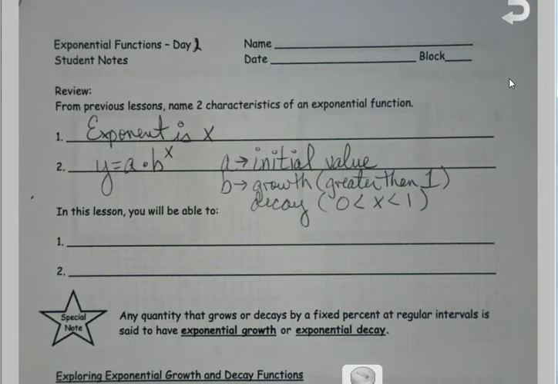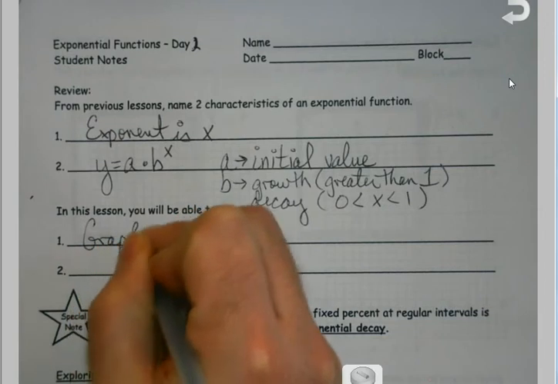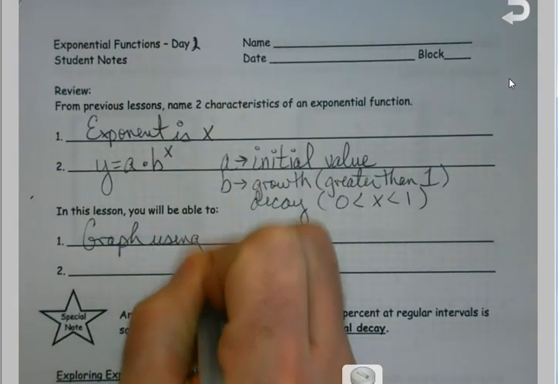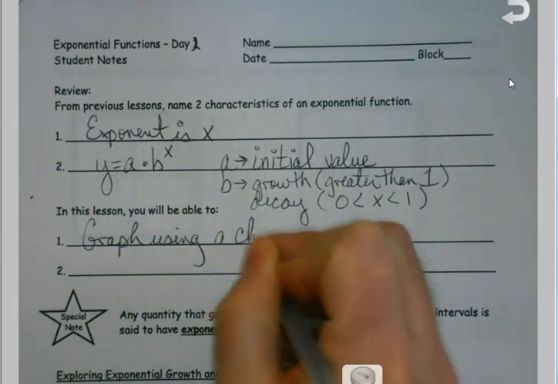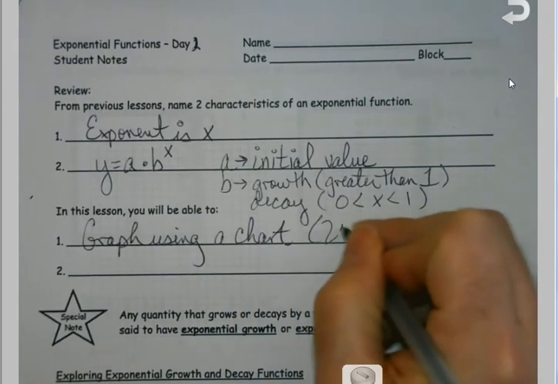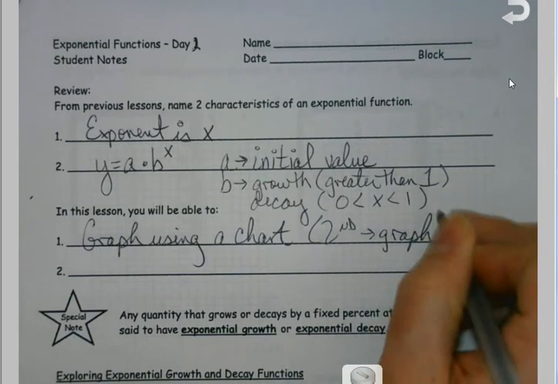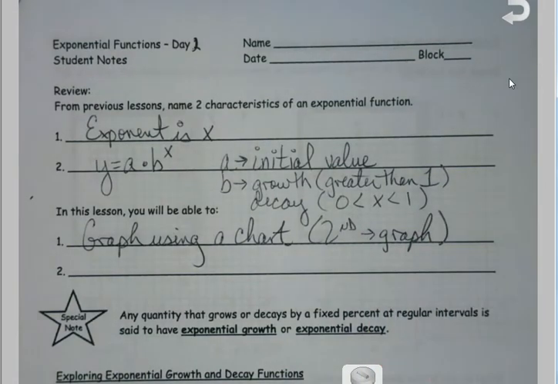So today we're going to have two main focus points. We are going to graph using a chart. And just as a reminder from yesterday, on our graphing calculators in here, or if you're using one on the computer, you'd hit second and graph. That's where the chart's going to come from.